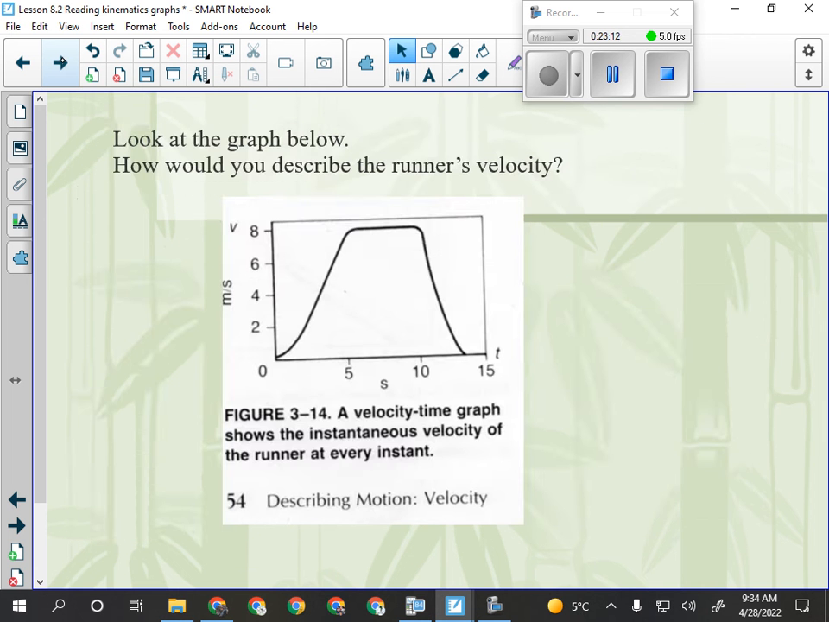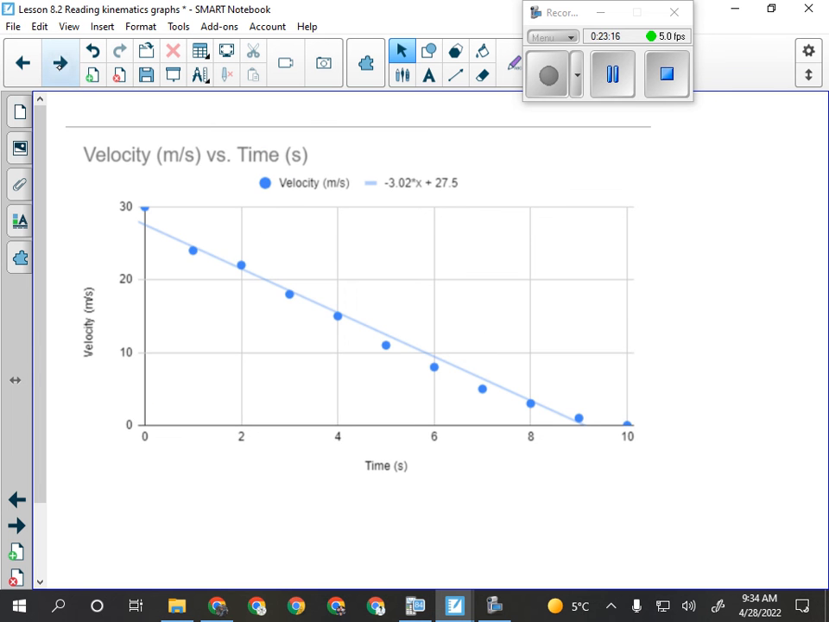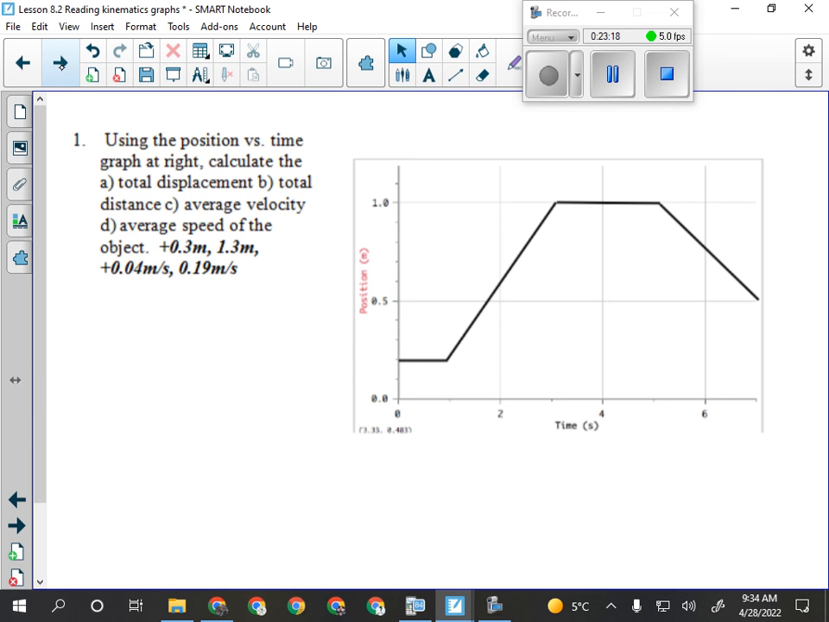Okay, I want to have you guys do a couple of things here with position versus time graphs. Okay, so with this position versus time graph, I want you to calculate those things. I want total displacement, total distance, average velocity, and average speed. Okay, the answers are there in bold, so you can see if you did it right. Right? I'll give you a few minutes to do those calculations.